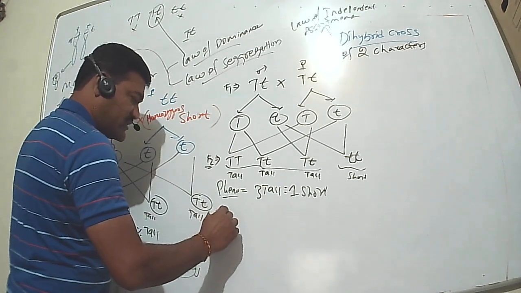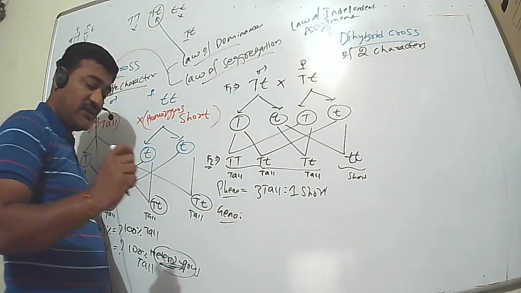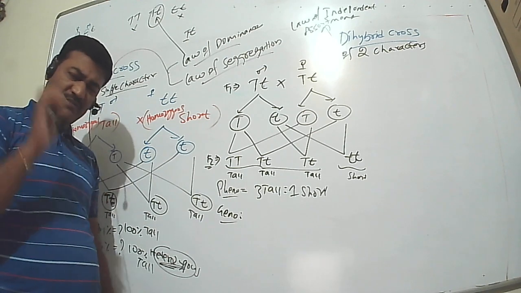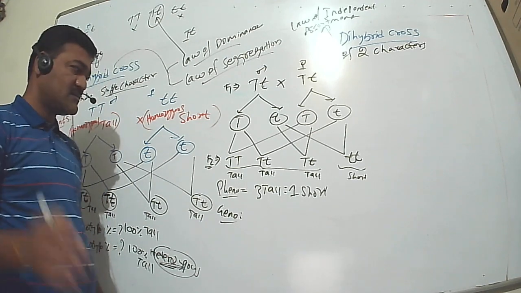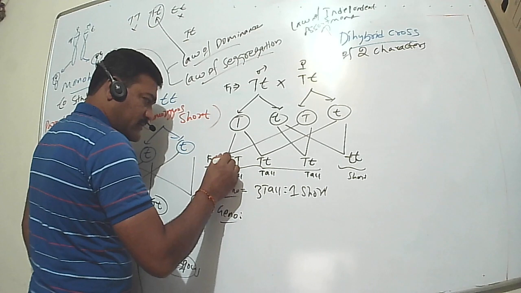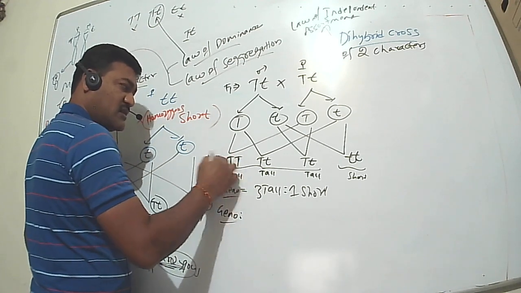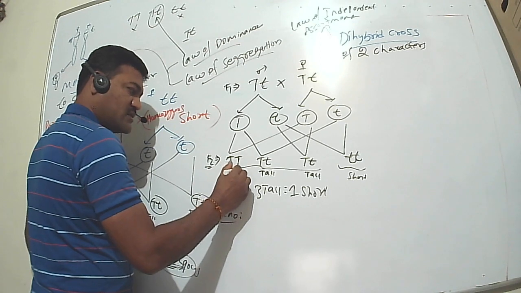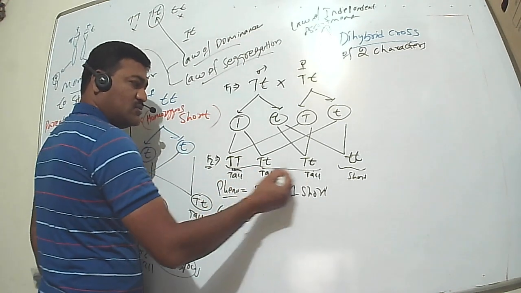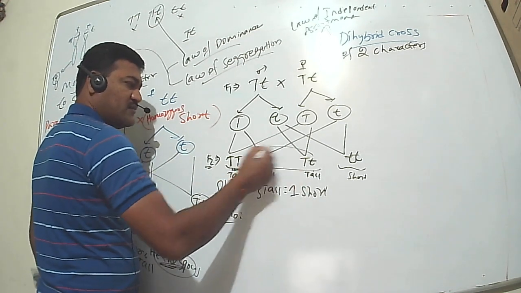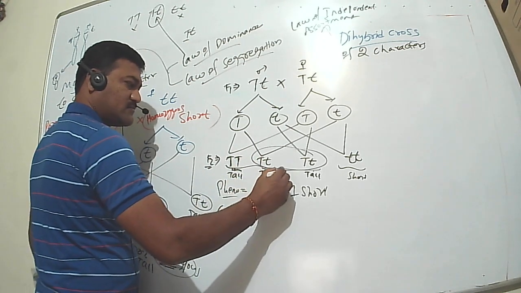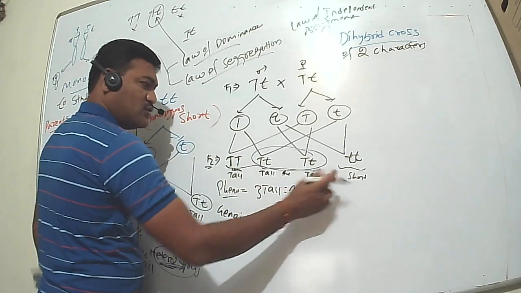Now coming to genotype. I said whenever I say the word genotype, just mention the words heterozygous, homozygous. Tell me, is this capital T, capital T tall, homozygous or heterozygous tall? Same alleles. So it's a homozygous tall. But these two are capital T, small t, which are heterozygous tall. They're hetero. And this is homozygous short.